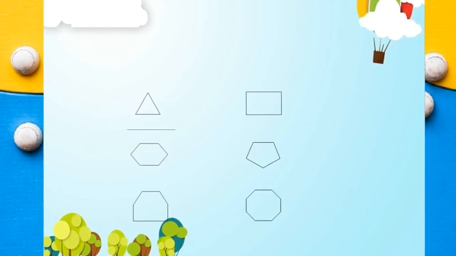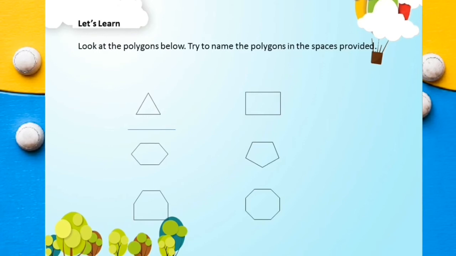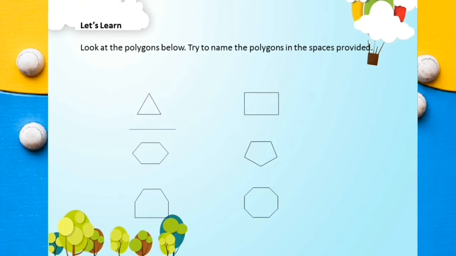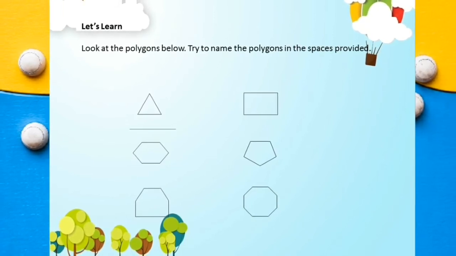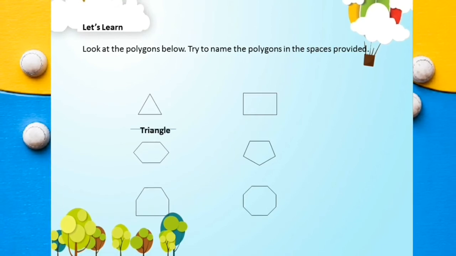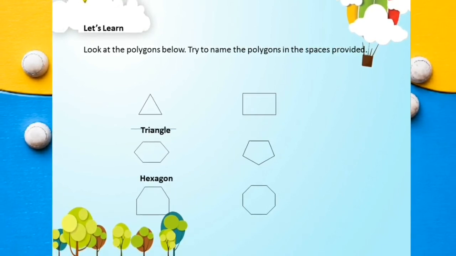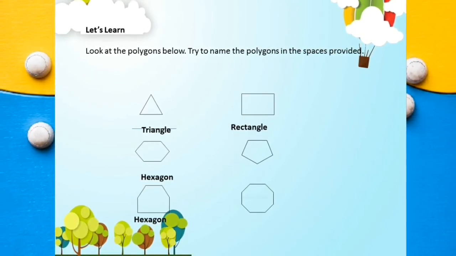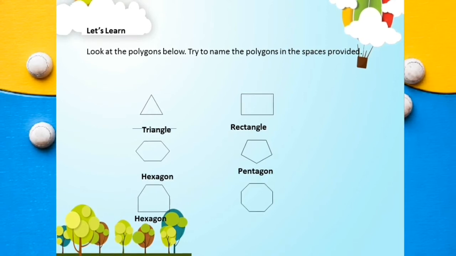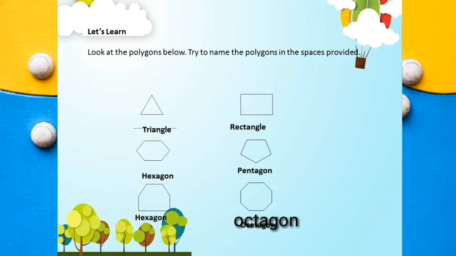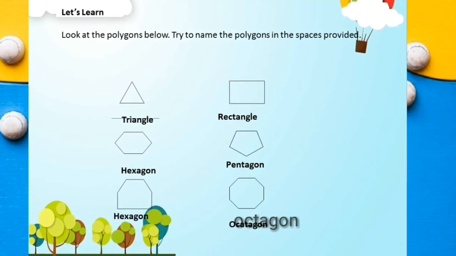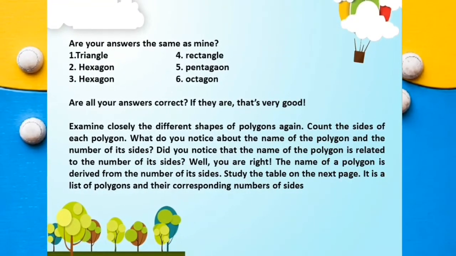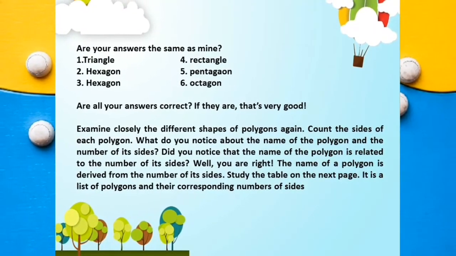So we have here figures. Let's look at the polygons below. Try to name the polygons in the space provided. Feel free to pause the video and answer. Okay, triangle. The second was hexagon. Another hexagon. Rectangle. Pentagon. And octagon. Are your answers the same as mine? Okay, these are the answers. That's very good.